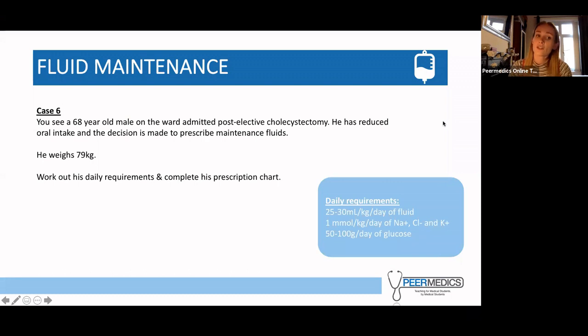Okay. So next, you see a 68-year-old male on the ward admitted post-elective cholecystectomy. He has reduced oral intake and the decision is made to prescribe maintenance fluids. He weighs 79 kilograms. Using this little box over here, if you could just work out his daily requirements and then complete the prescription.